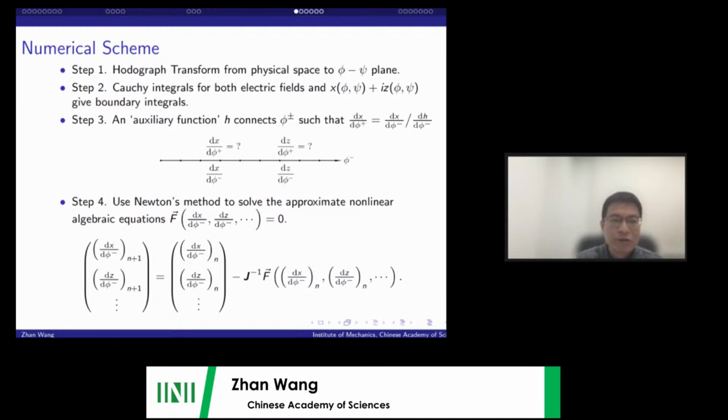Since the velocity potential is discontinuous across the interface, as I said before, it is customary to introduce an auxiliary function to connect the velocity potential right above and below the interface. Finally, the boundary integral equations and boundary conditions are discretized and solved by a Newton iteration method. What we improved here is that we constructed the Jacobian matrix exactly rather than using a numerical approximation, and this helps to push the solution branch much, much further.